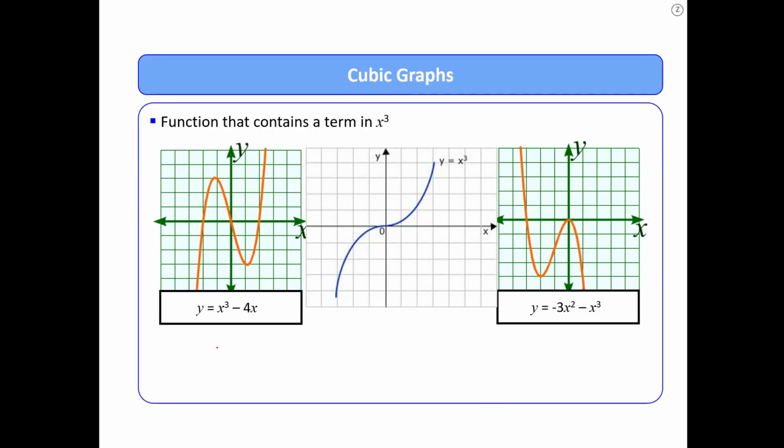So these are all functions that are cubic graphs because it's got x cubed in it. That's got an x cubed. That's y equals x cubed. And that's a negative cubic. So it goes, sort of like an S shape, goes the other way.